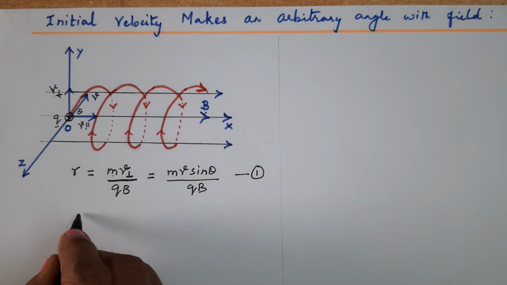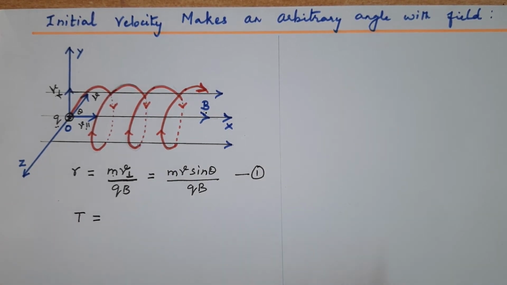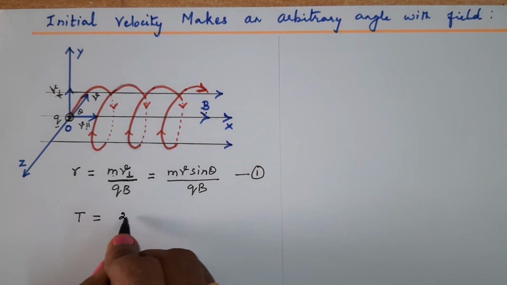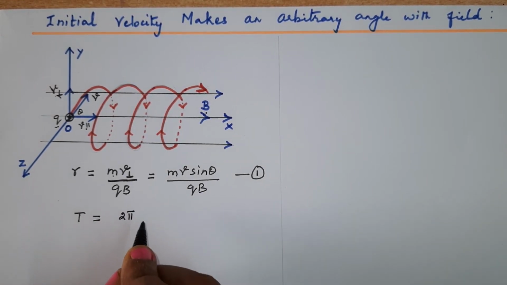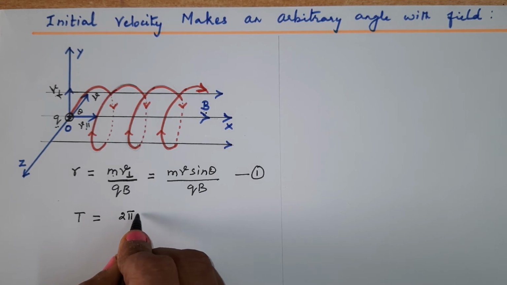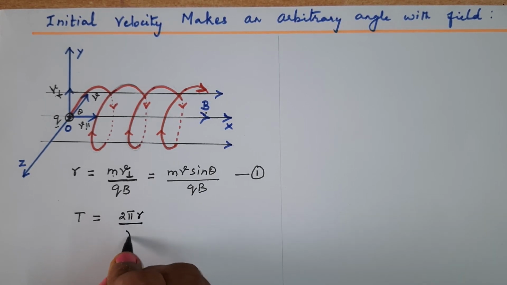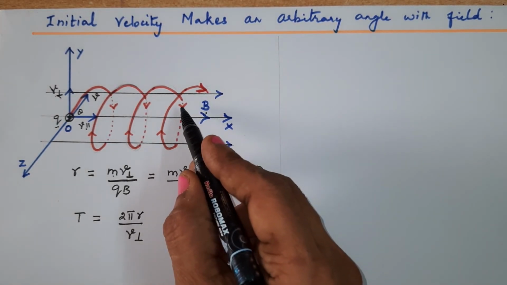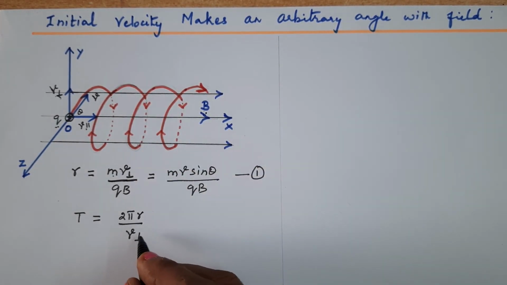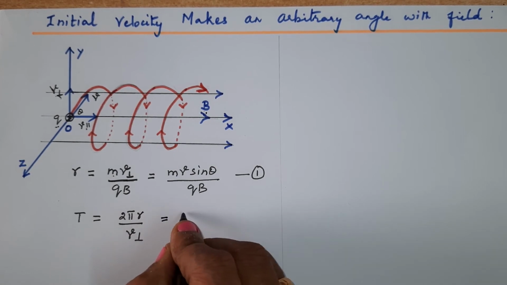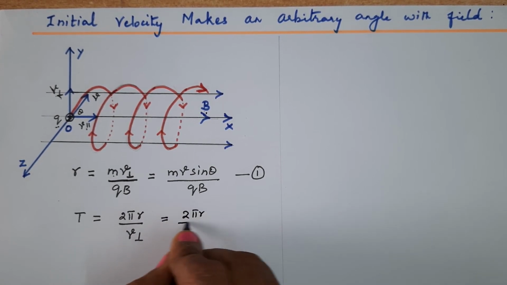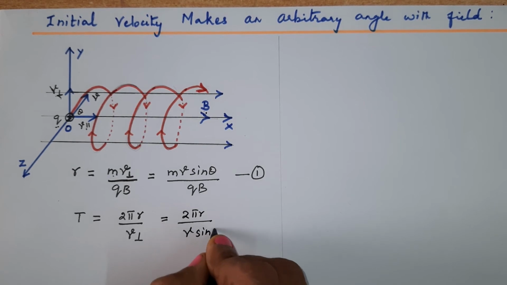We can also write the time period of its revolution. The time period capital T, as we all know, is 2 pi r by v. In place of that, we write 2 pi r upon V perpendicular, the perpendicular component with which it experiences such magnetic force, and that deflects the particle in this direction as shown. This can also be rearranged as 2 pi r upon V sin theta.